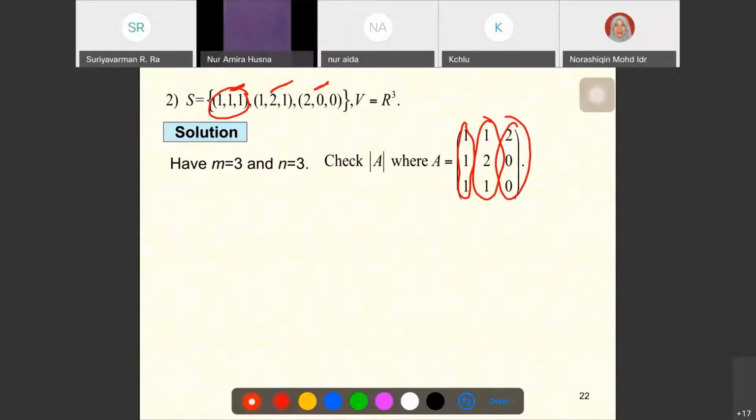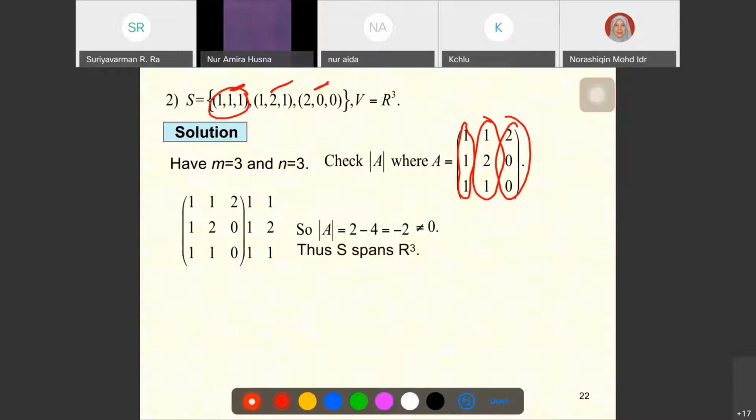Okay, so how about the determinant? So we need to find out. Usually, we know the other method. So let's do this. So what do we have? 2 minus 4, that is negative 2. So what can we compute here? It is not equal to 0. What does it mean? It is not equal to 0. It means S spans R3.